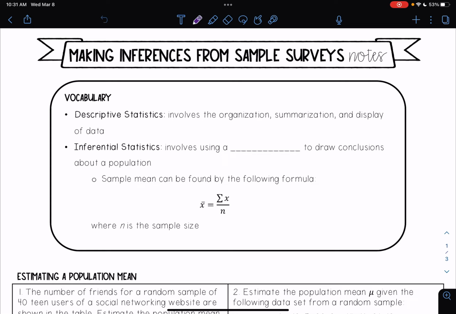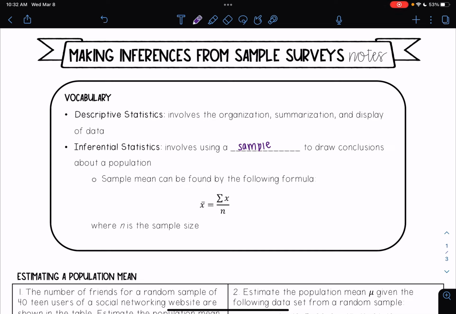And then today we're going to be talking about inferential statistics, and this involves using a sample to draw conclusions about a population. And so we can use statistics to make reasonable predictions or inferences about an entire population when the sample, again, is a representative of the population. And we've talked about that in previous lessons about getting that sample that is a good representation. And today we're going to be talking about, in this first video, estimated population mean.